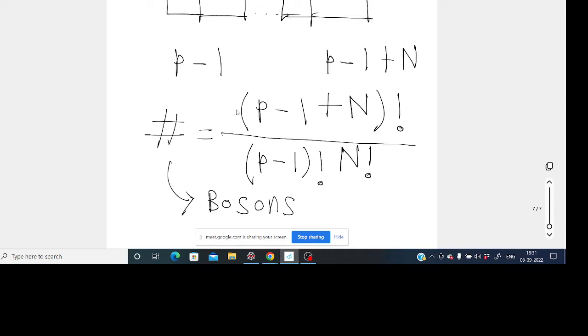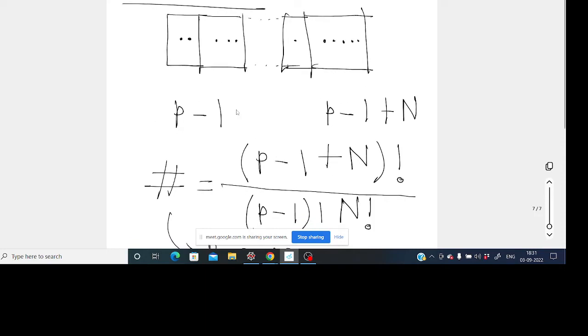Sir, what is p minus 1 plus n? P minus 1 is the total number of borders, we can say. Total number of borders. Right? And n is the number of particles. Okay? So they can be distributed in p minus 1 plus n factorial number of ways. So here what you are doing, you are actually arranging the borders or the partitions and the particles together, okay?